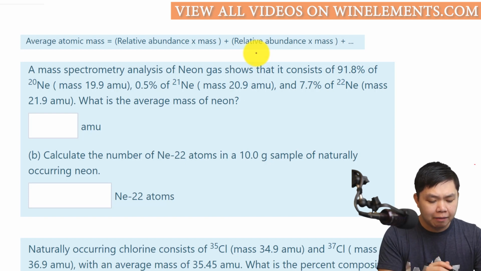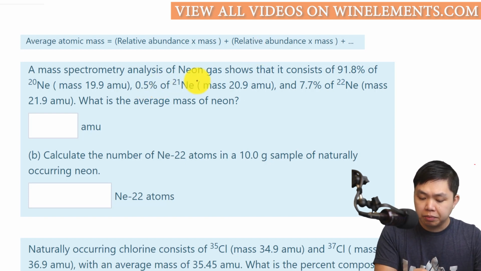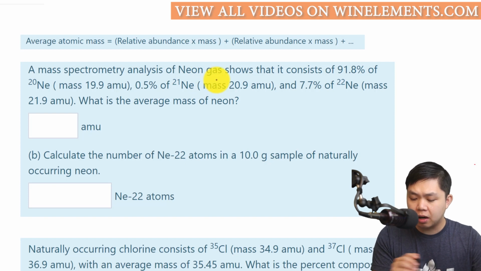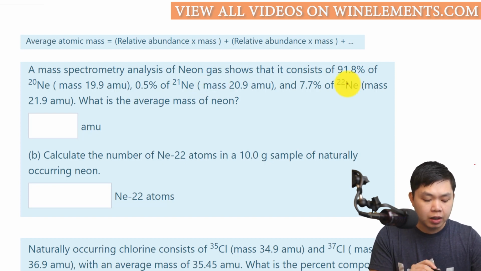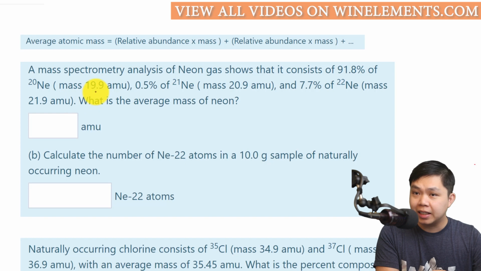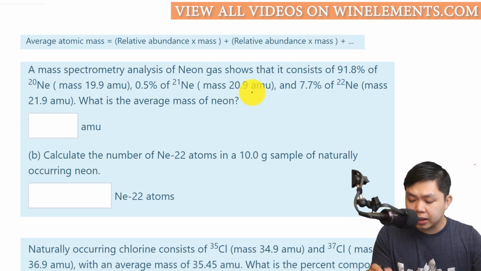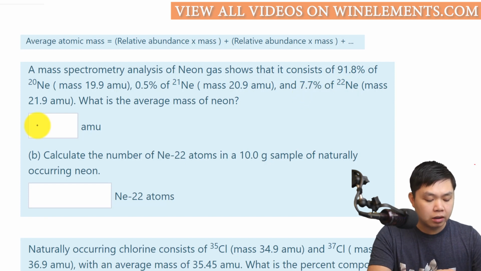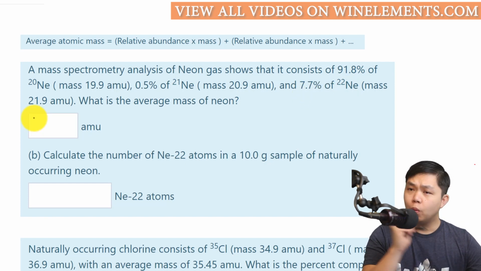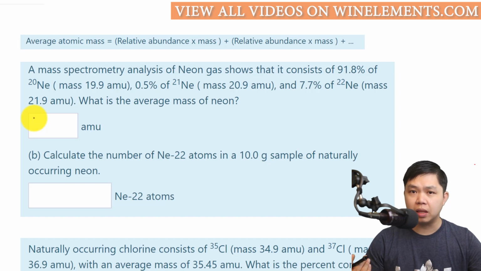In this problem, we have a mass spectrometry analysis of neon gas. It shows that it consists of 91.8% of neon-20 with a mass of 19.9 AMU. And then we have 0.5% of neon-21 with a mass of 20.9 AMU. And lastly, for neon-22, we have 7.7% with a mass of 21.9 AMU. What is the average atomic mass of the element neon?